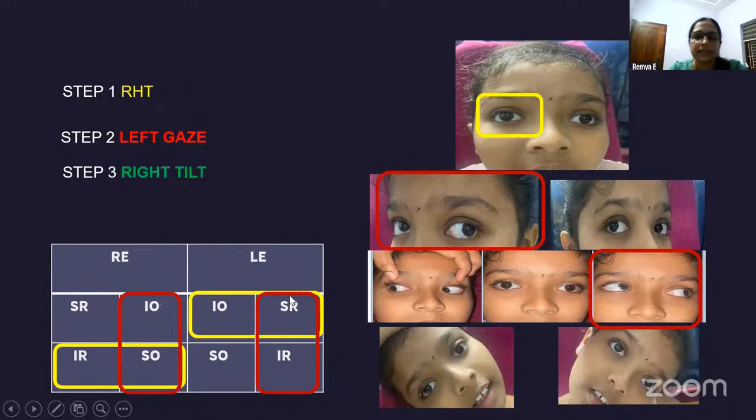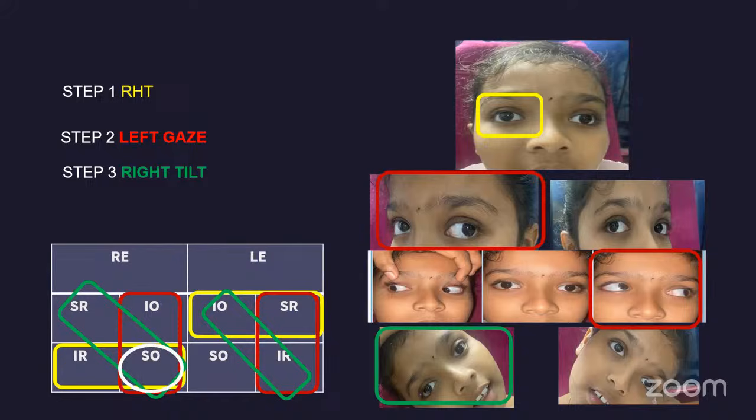Now next step is tilt. So right tilt means right eye is intorting and left eye is extorting. Left tilt means left eye is intorting and right eye is extorting. So in which tilt is it maximum? Right tilt, right? So right superiors are active and left inferiors are active. What are the muscles of the right eye intorting? Superior oblique. Left eye extorters are inferiors. Right eye intorters are superiors. So which is the muscle now? Right superior oblique. Correct.